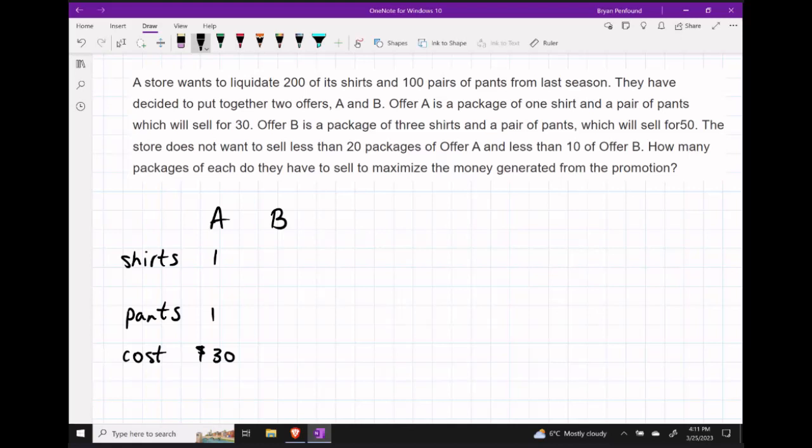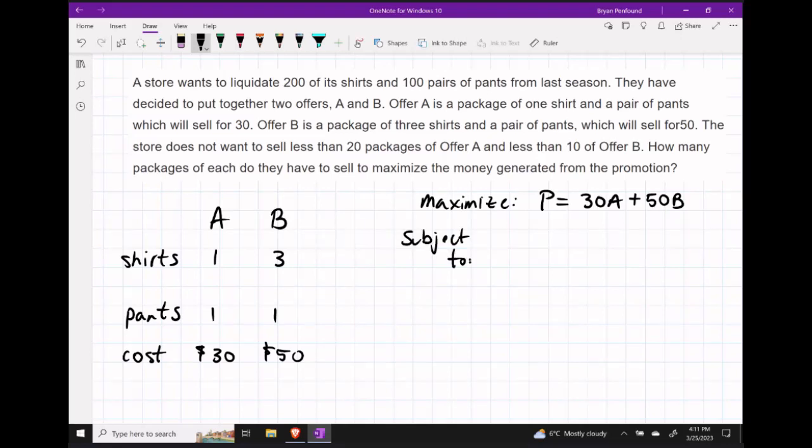Inside of Offer B is going to be a package of 3 shirts, a single pair of pants, and we're going to try to sell that for $50. Now, obviously, we're going to try to maximize the revenue we bring in, so let's create our maximization function. It's going to be P is equal to 30A plus 50B, because each package A sells for $30 and each package B sells for $50.